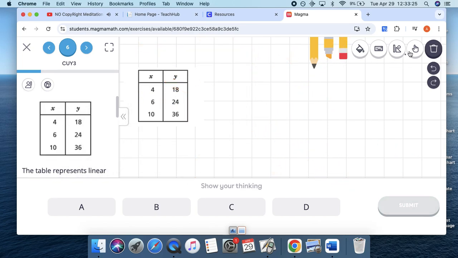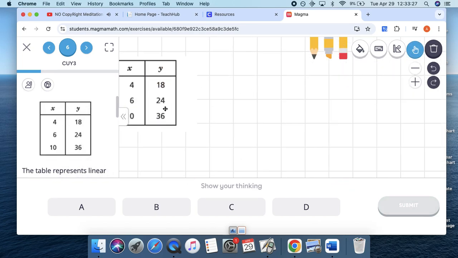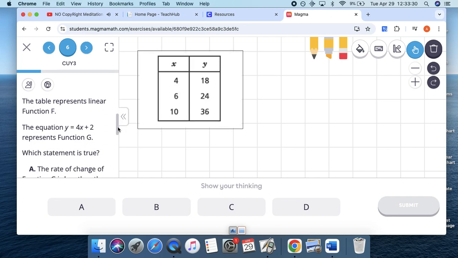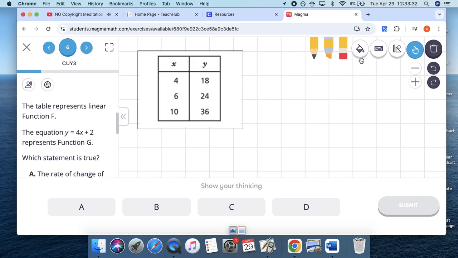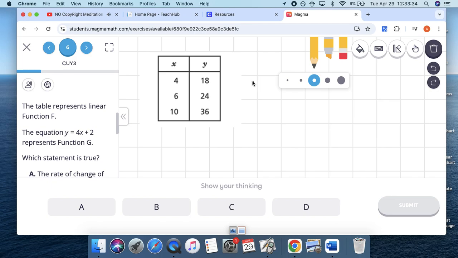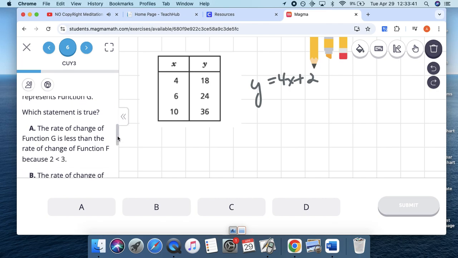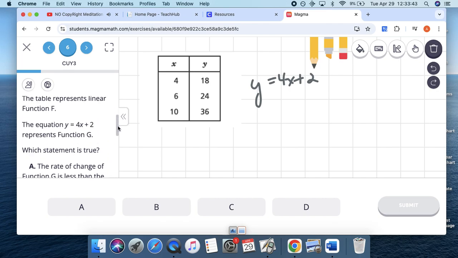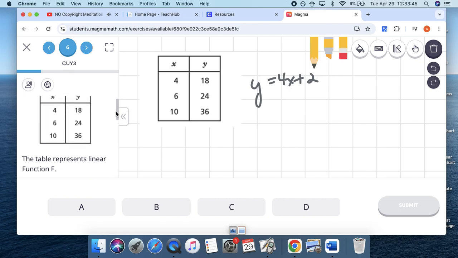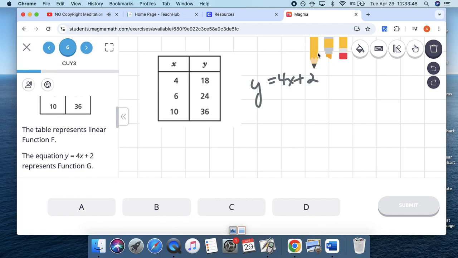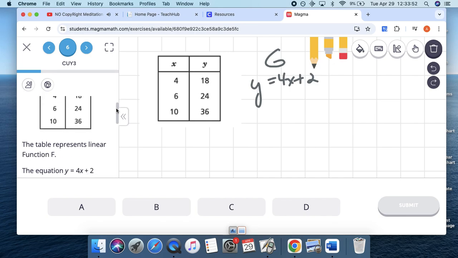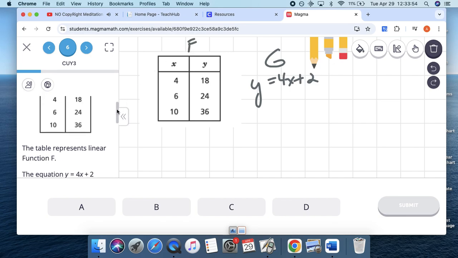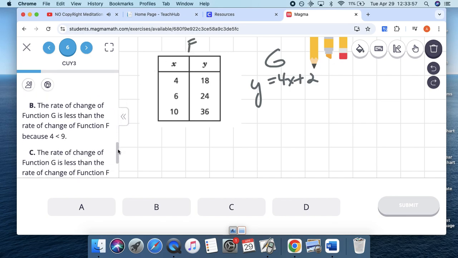6. What do we want to do with 6? The equation y equals 4x plus 2. They're saying that this is the equation for this. Is that true? The rate of change of function, wait a second. Oh, there's a table, and this is function g, I'm sorry. This is function g, and this is function f. And we're going to compare the statements about rate of change.